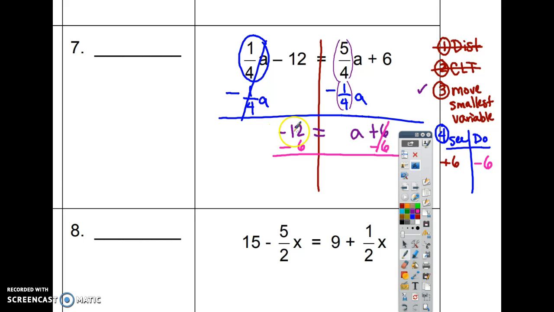That's going to give me negative 12 minus 6 in the calculator. Gives you negative 18. And then you bring down the A, which is the same thing as 1A, remember? So that's your final answer. So over here you would put A equals negative 18.